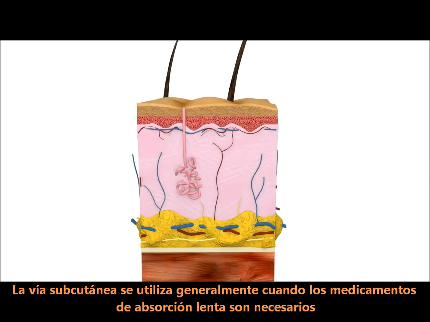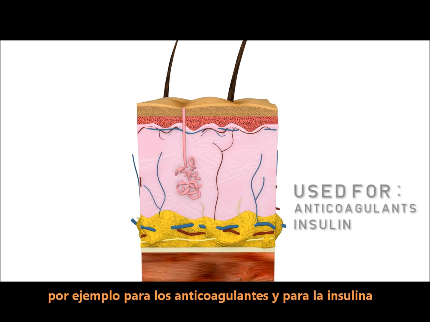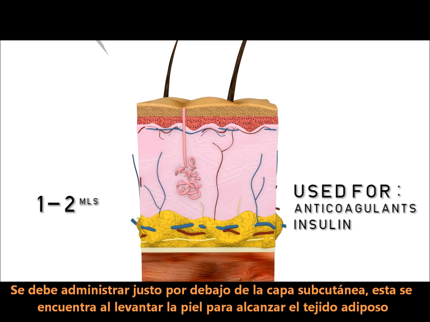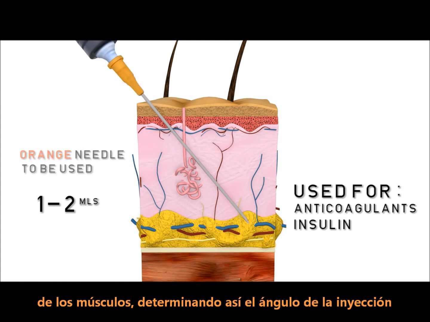The subcutaneous route is usually used when slow absorption medications are needed, for example, anticoagulants and insulin. It is only suitable for the administration of 1 to 2 mL of medication and should be administered just below the subcutaneous layer. This is found by lifting the skin to raise the adipose tissue from the muscle layer, which will determine the injection angle.